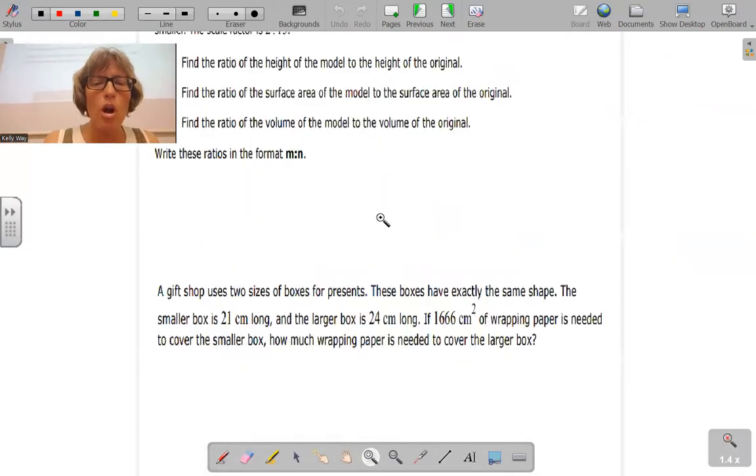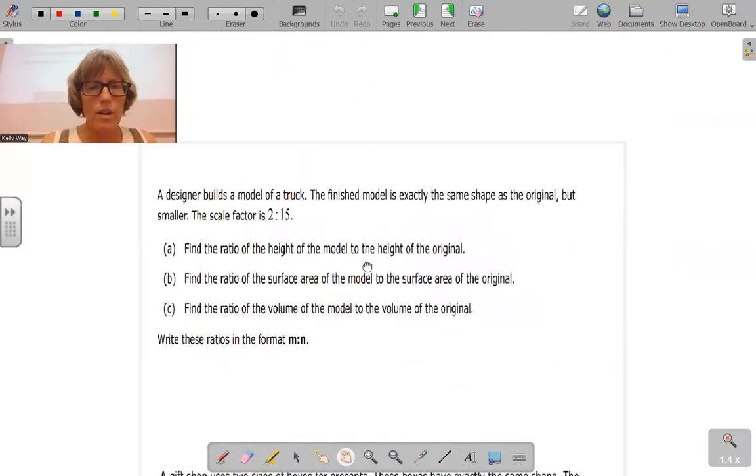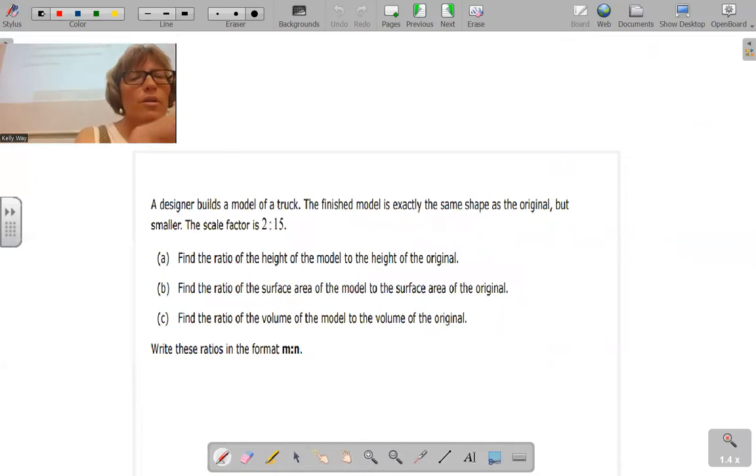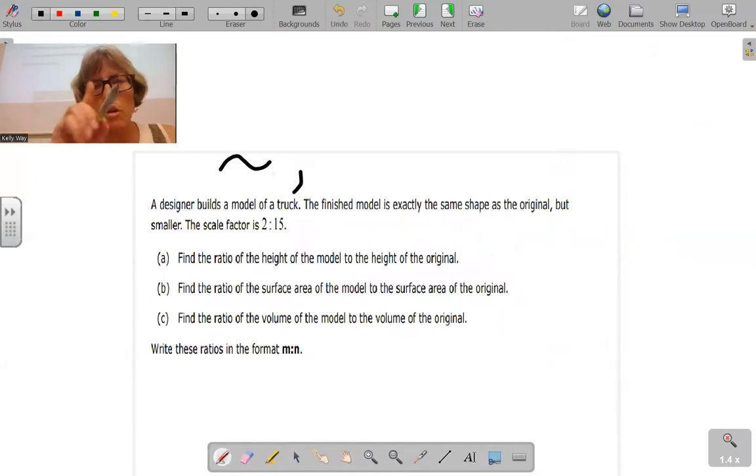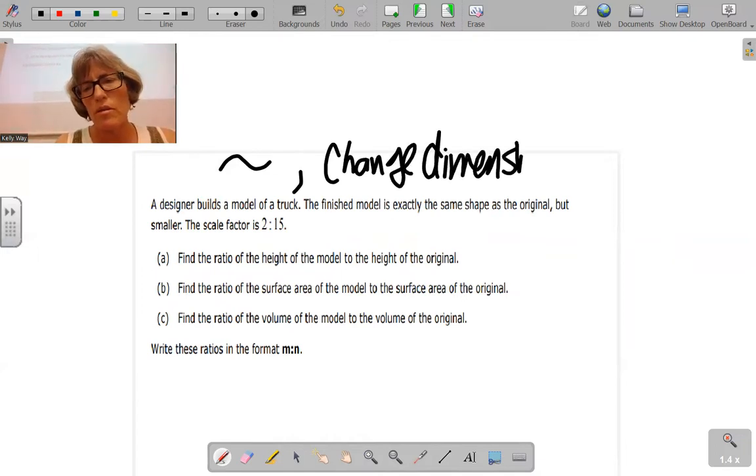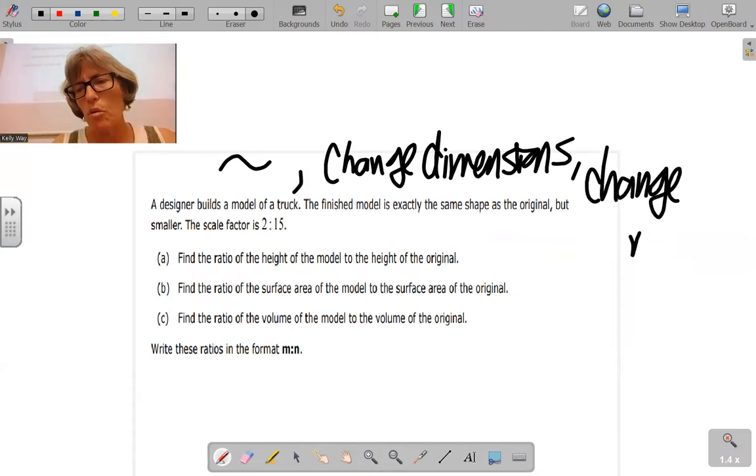Now when things become similar, you need to remember this. When you change dimensions, you change ratios. You change dimensions, you change ratios.